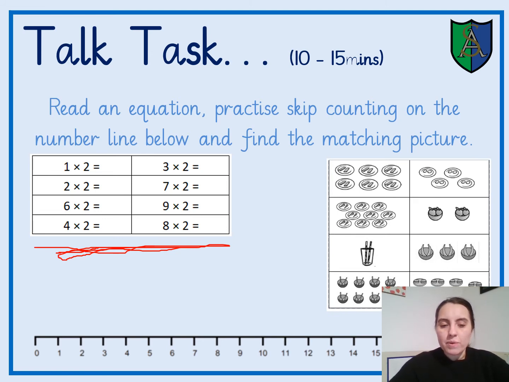So for example, if we were looking at 1 times 2, we would start from 0 and then we would say 1 times 2 is 2. We took one jump because it's 1 times 2 jumps, isn't it? So 2 skips along that line. And then once you've practiced skip counting on the number line, you will then find the matching picture. Now let's have a look at these pictures. I can see it right away. It's this one here because there are 2 straws in the picture.